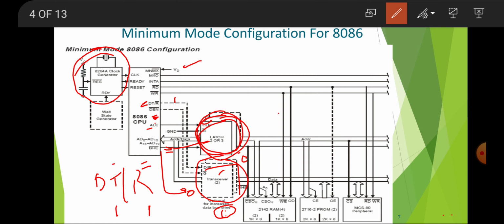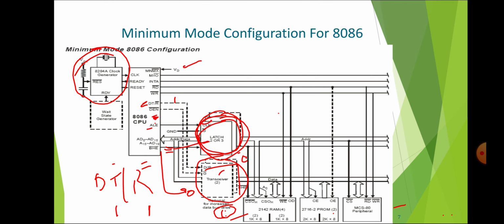All these signals are the memory read and write, this is the RAM, ROM, and these are the peripheral devices. So both the read and write operations can be performed in this diagram. Now I will explain it to you step by step.